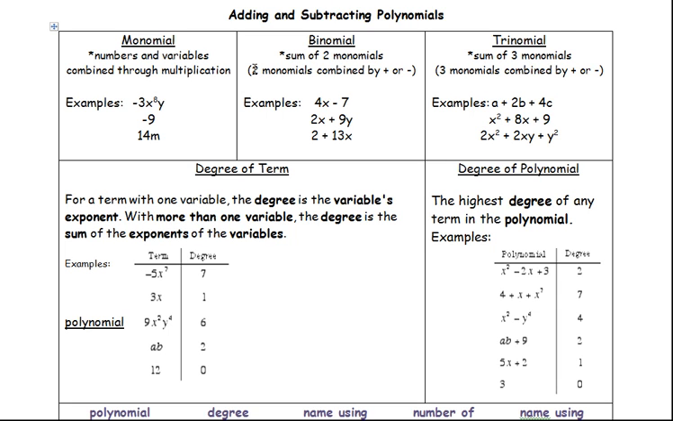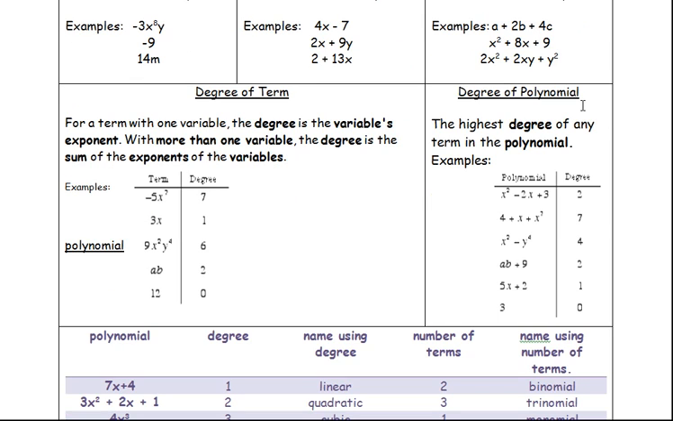A binomial has two terms. A trinomial has three terms. And anything that has more than one can be called a polynomial. Now, let's talk a little bit about degrees of terms. This is not terribly important, but it is something you need to know. Degree refers to the exponential value.